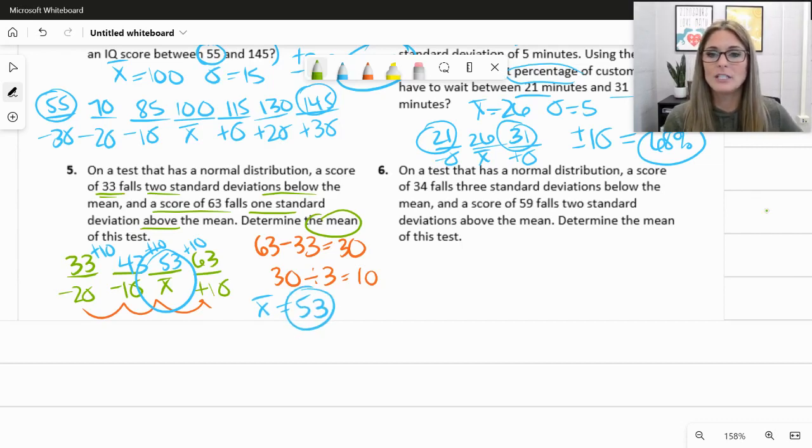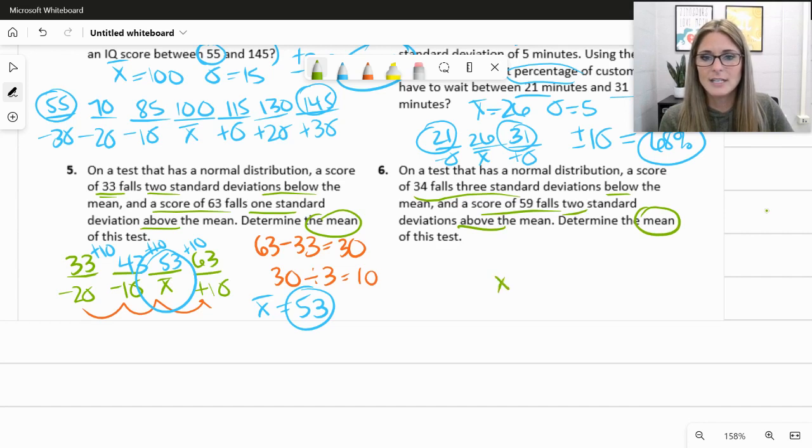Let's try again with number 6. On a test that has a normal distribution, a score of 34 is 3 standard deviations below, and a score of 59 is 2 standard deviations above. Determine the mean. So let's sketch it out. I don't know the mean. 34 was 3 standard deviations below, and 59 is 2 standard deviations above.